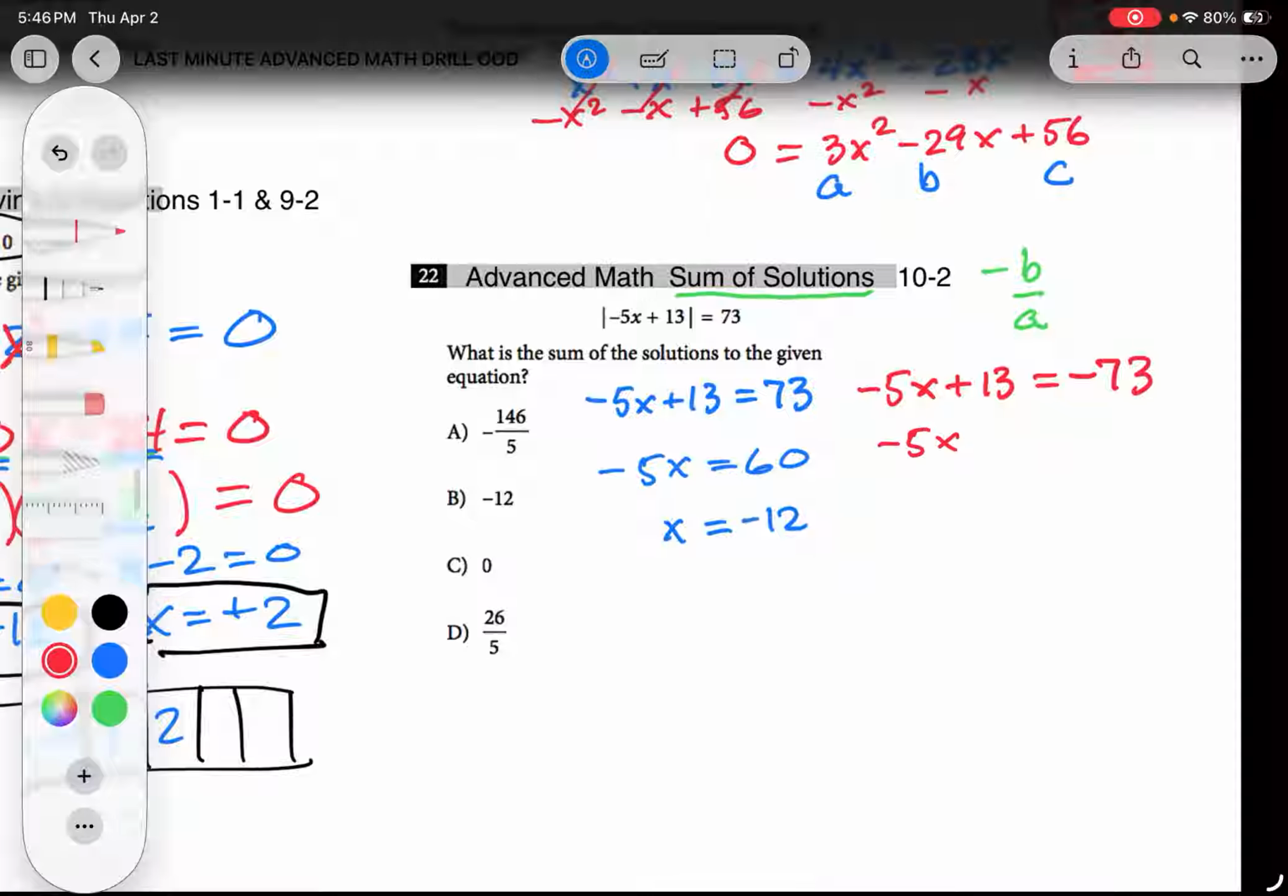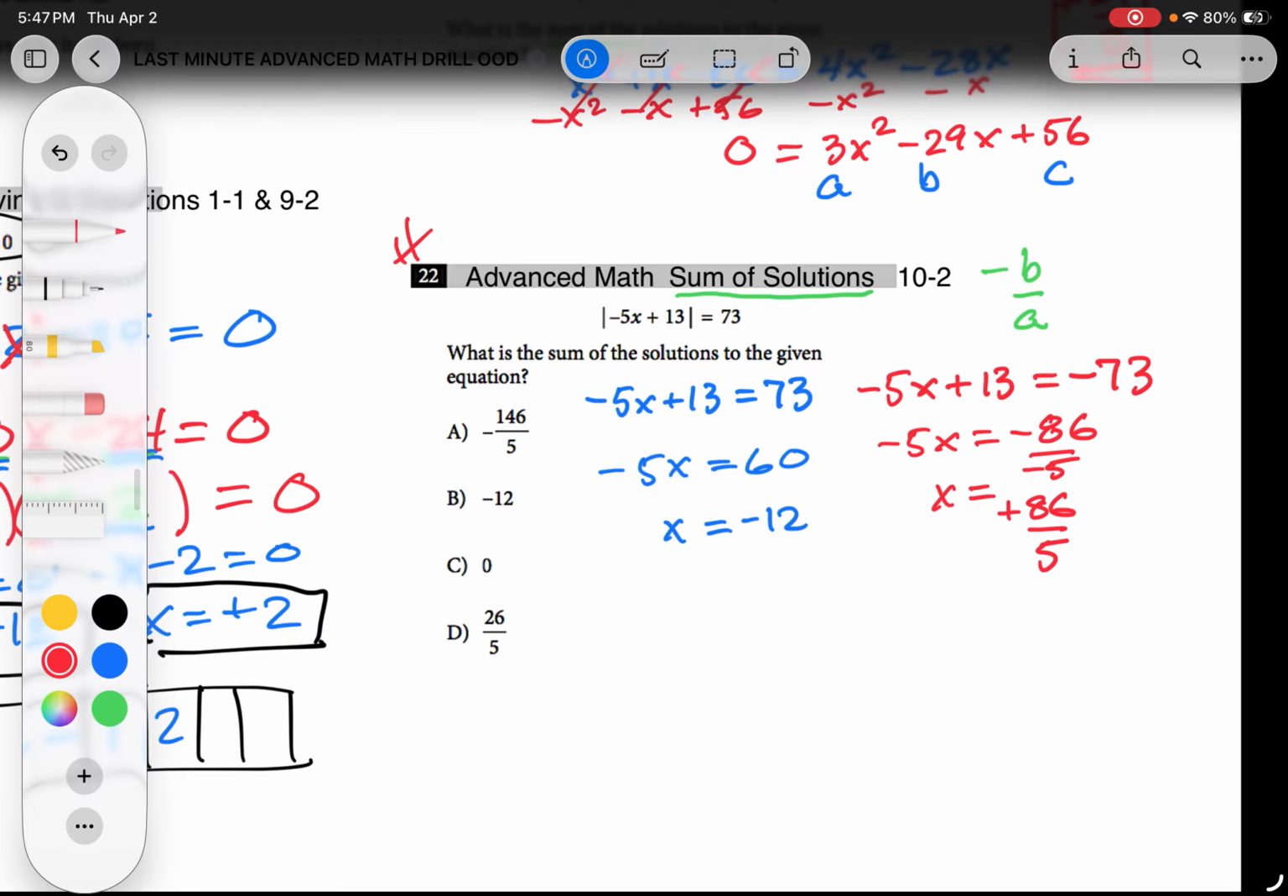Negative 5x. We're going to subtract 13 from both sides. So it's a negative 73. So minus 13 is going to equal negative 86. Is that right? Yeah, negative 86. We cool so far? All right, let's solve for x. So x, we're going to divide negative 5 by both sides. I'll just leave it as that. It's winding up to be a positive 86 over 5. Now we have to add the two together. You see, this is considered a hard question because they're testing your mechanics with this.